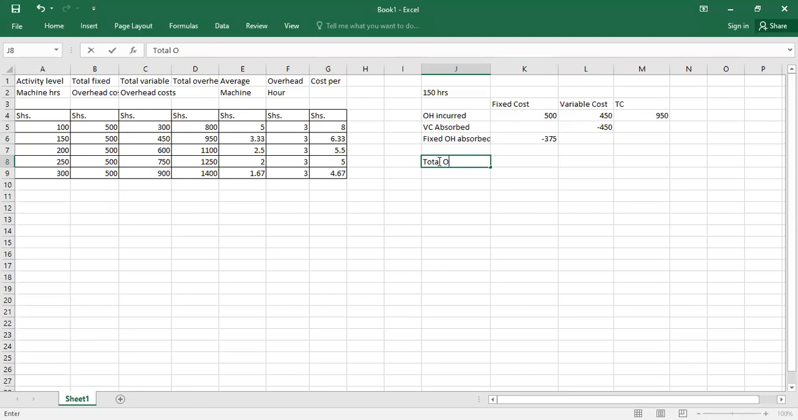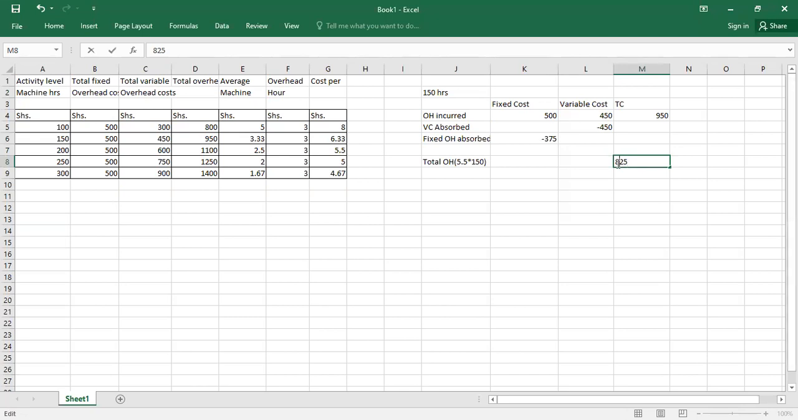Our total overhead cost is 5.5 now, 3 plus 2.5. So it will be 5.5, you multiply by the 150. What are you getting? 825. Yes.